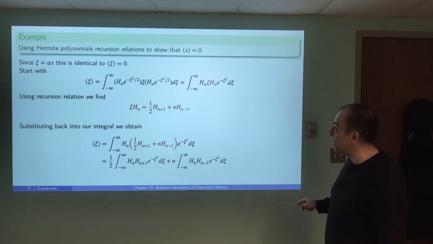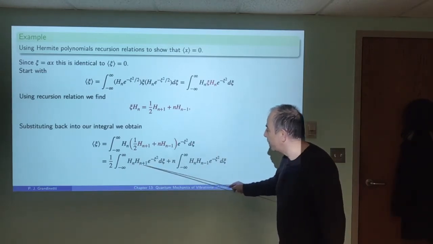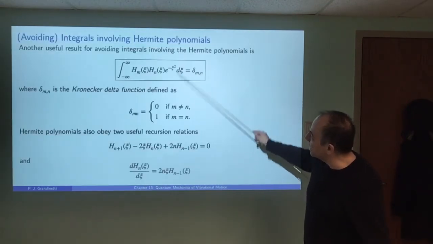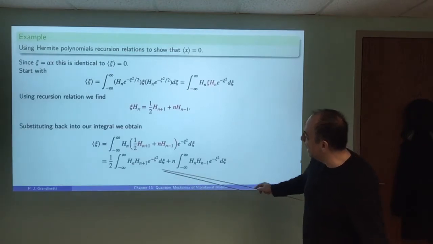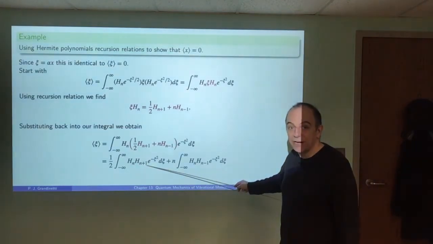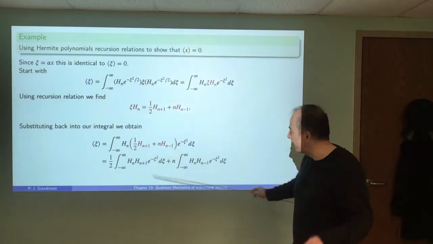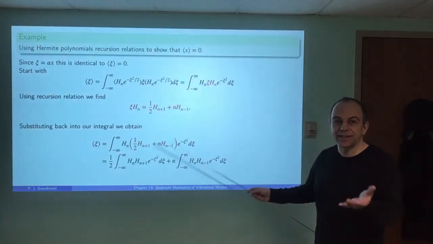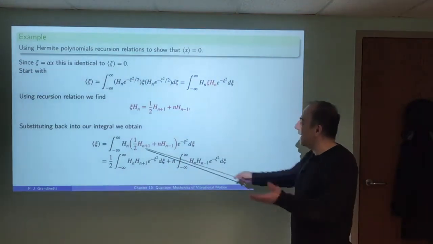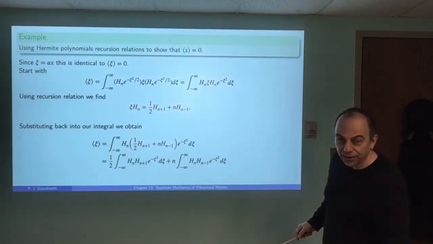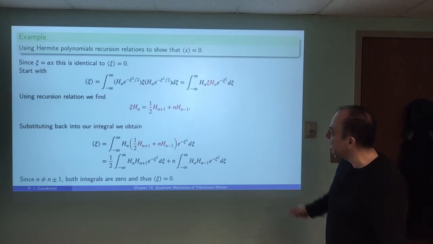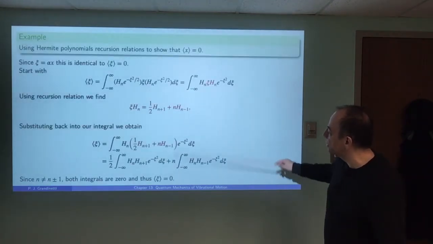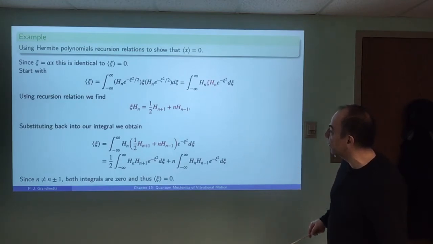Once I've broken it up into two integrals, I see that this is an integral of the form that I talked about right here. And this one involves two different values of n, so it's gone. And this one involves two different values of n, gone. So again, we get the same result that we knew from before, that the expectation value is 0. All right? So these are useful, and we'll use those later as we go through some of the homework problems in class.